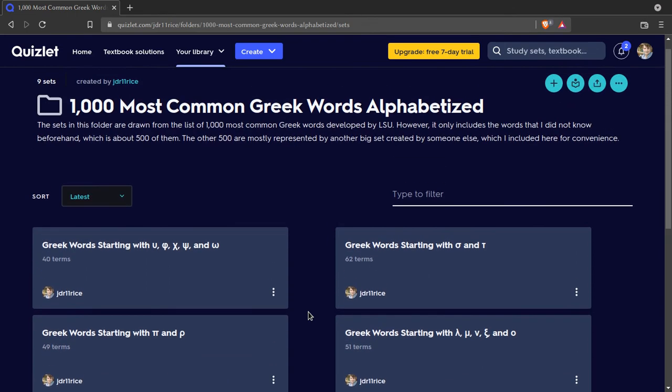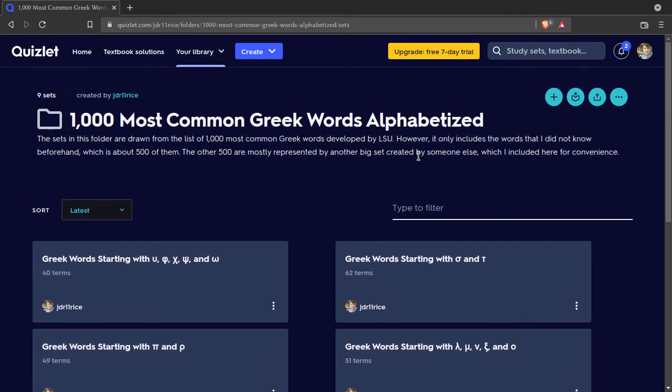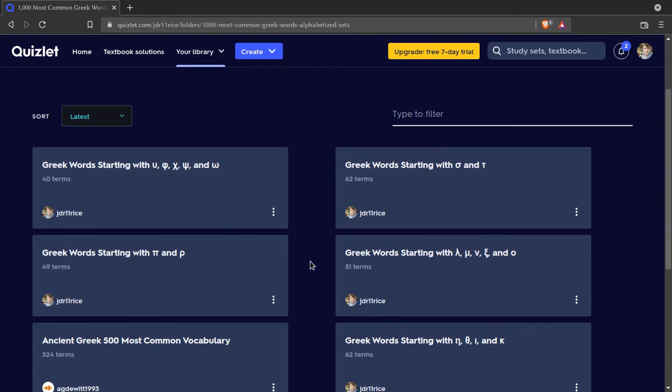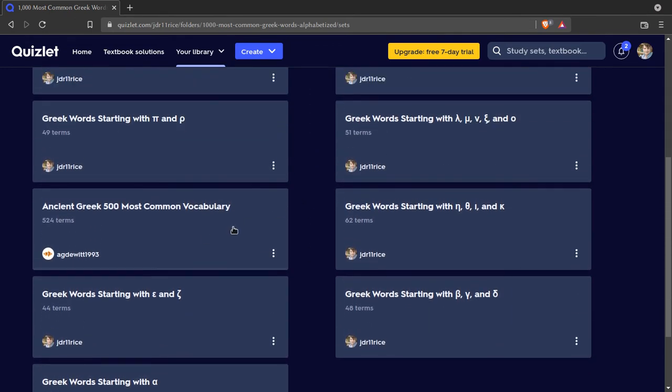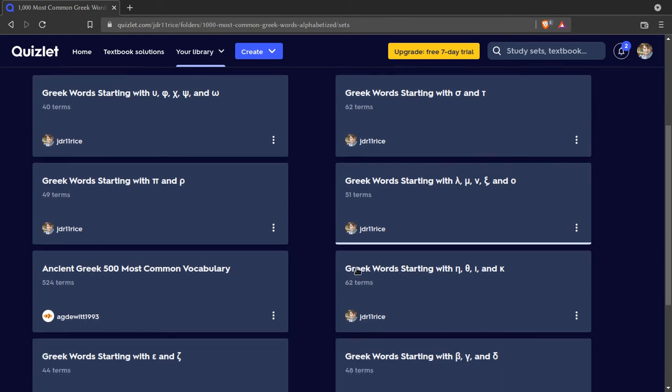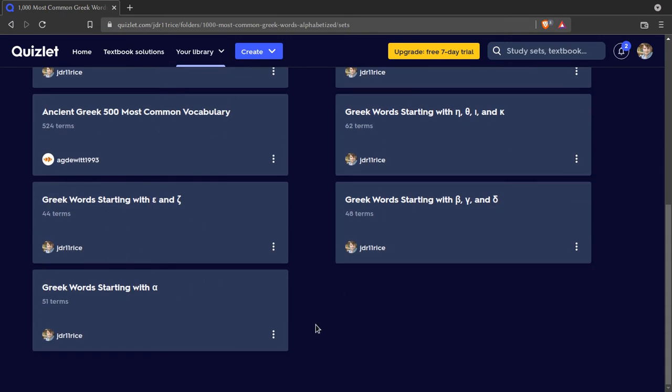And so I also give some information here that explains how I developed this list. But you can see that one of these groups I didn't make. This list of the 500 most common words, I didn't make it myself because someone else, this guy named Agdawit, 1993 or whoever he is, made it already. So I put it in the folder, so I'm giving credit to him, and I didn't repeat any of these. So if you're looking just to start with the 500 most common words instead of the 1,000 most common, you can go here. And then once you master this, you can go over here to the rest of these that I have made and study the other 500.